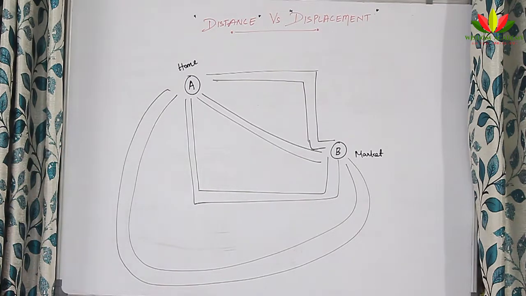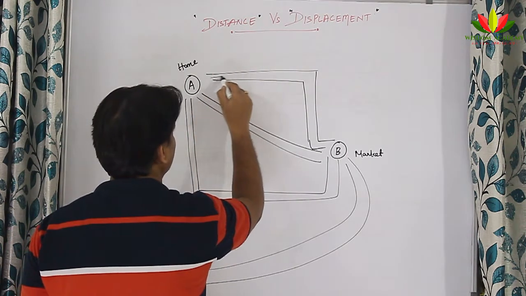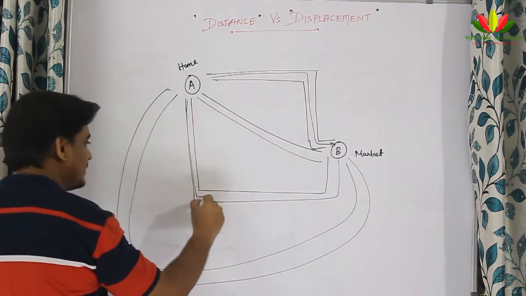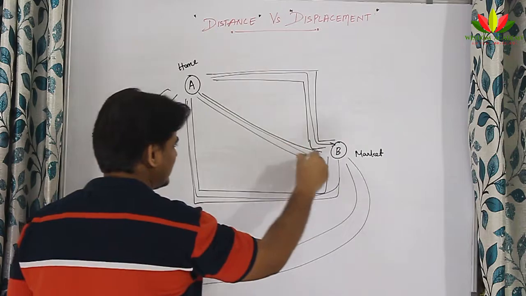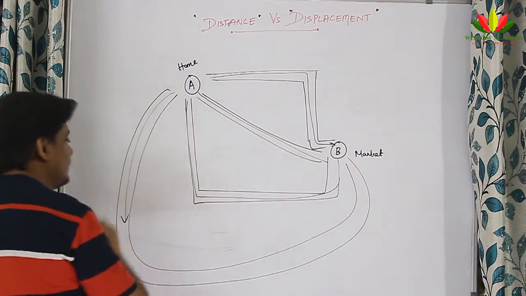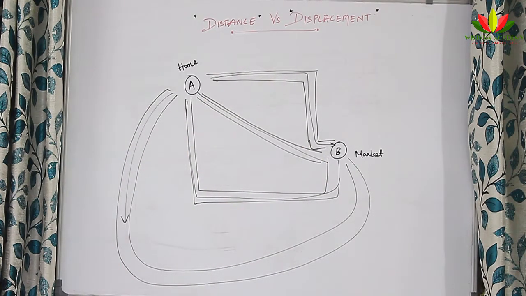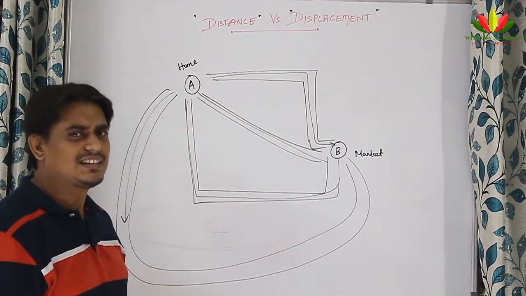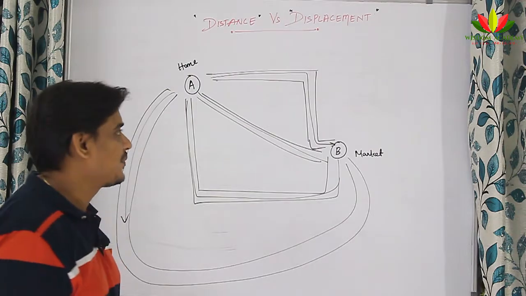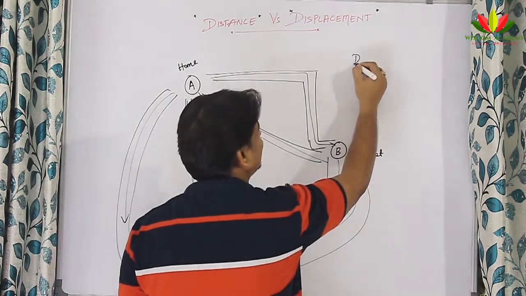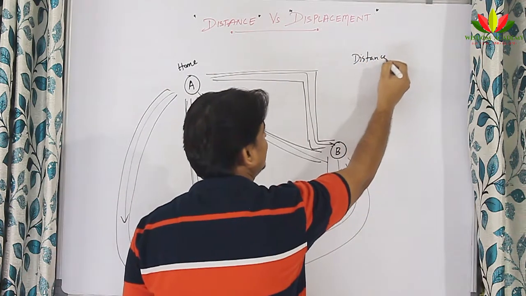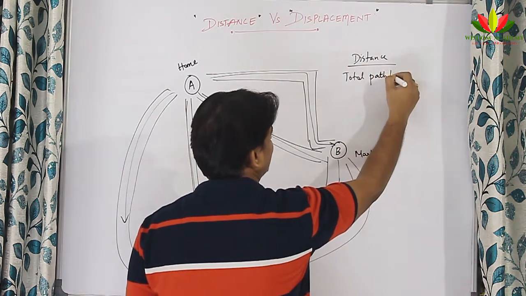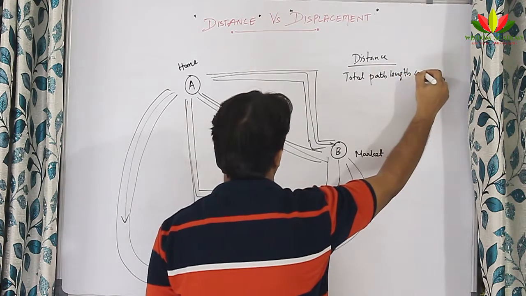I have 4 roads. Someone is going on this road, goes like this, and reaches the market. Someone goes like this, someone goes straight like this, and someone goes like this. If you see, you will know that in all these 4 cases, the distance covered is different. It is not the same. So, distance is the total path length covered.